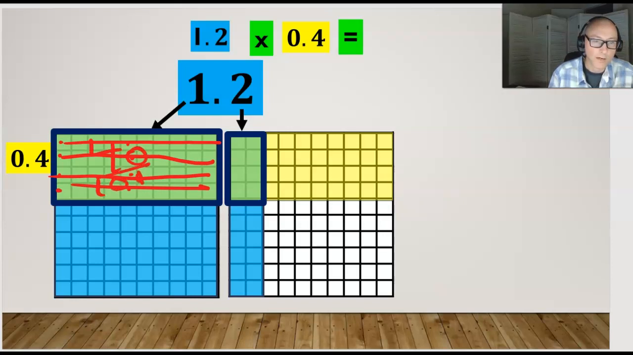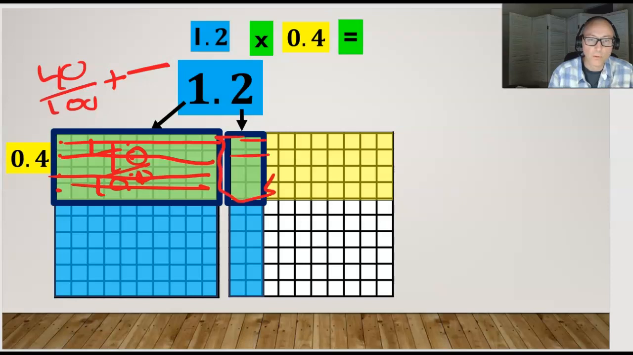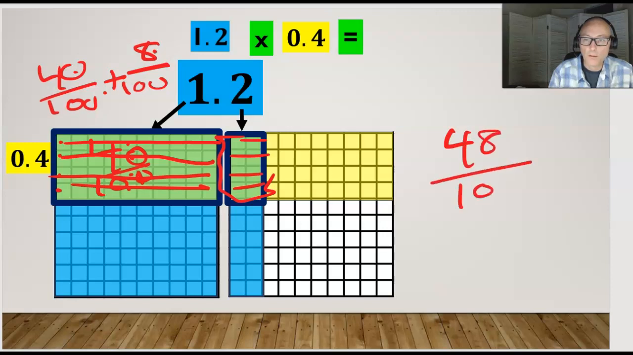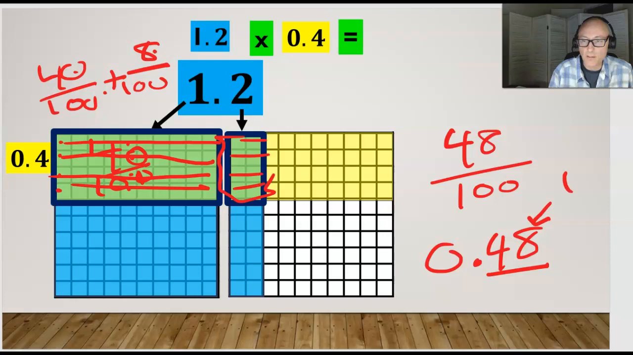And I'm going to rewrite this because it's hard to see on that yellow. 40 hundredths plus whatever we have here. We have 2, 4, 6, 8. 8 hundredths. 48 hundredths. That should be our answer. 48 hundredths. How do you write that as a decimal? 0.48. And which place is this last digit in? It's in the hundredths place.